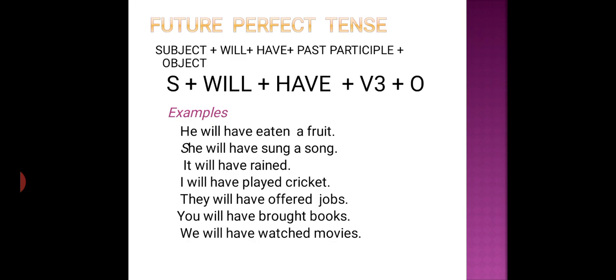Future perfect tense: subject plus will plus have plus past participle plus object. This is the third form of the verb, past participle. Remember one thing, if there is have or has or had in any sentence, then we have to use the third form, that is the past participle form of the verb in that sentence.